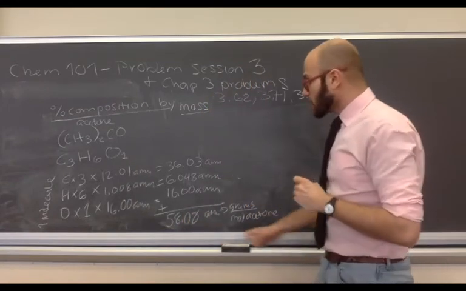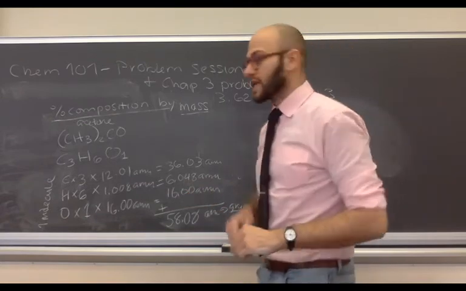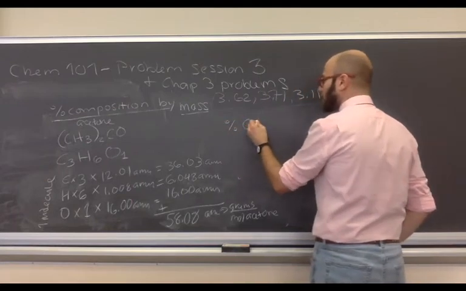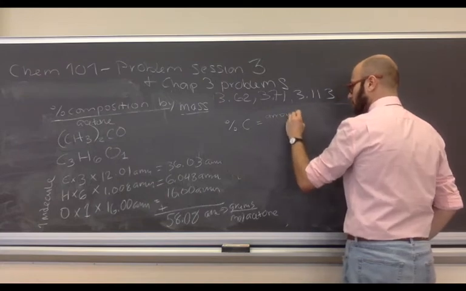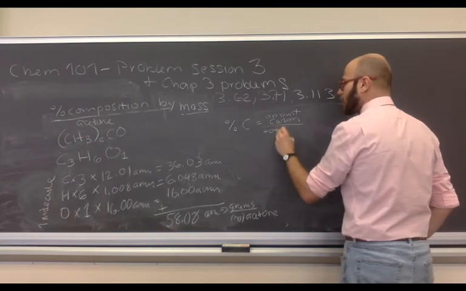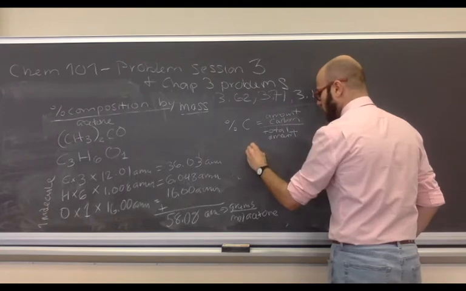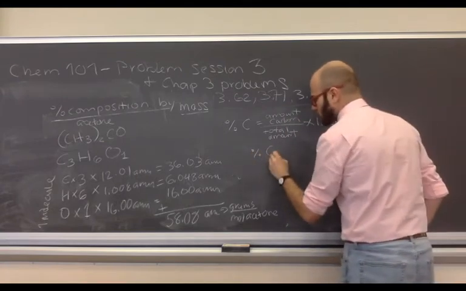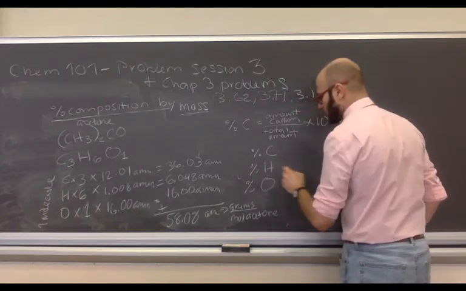And so now that we know what the total weighs, we can now take these individual weights and determine our percent composition. So the nice thing is to get the percent of carbon, for example, you need only the amount of carbon over the total amount. And so now you have these two numbers. So let's do all of these. Oh, and then times 100 to get us to the percent. So let's do percent carbon, percent hydrogen, percent oxygen.